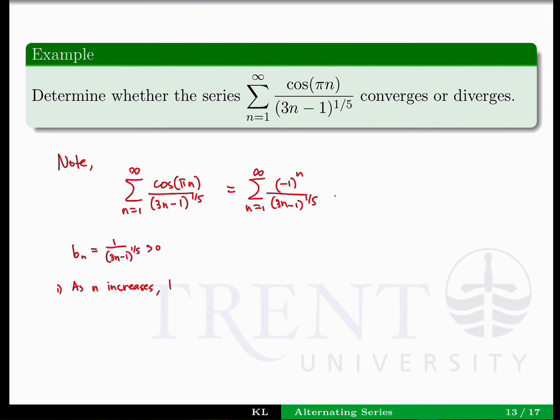In here, as n increases, the expression 3n minus 1 raised to 1 over 5 also increases. So 1 over 3n minus 1 raised to 1 over 5 decreases. So we accept that one. If the denominator increases while the numerator remains constant, then the fraction actually decreases. Also, limit of Bn as n approaches infinity, well, this is obviously 0. If it's not obvious, you have to compute it. But we'll accept that one.